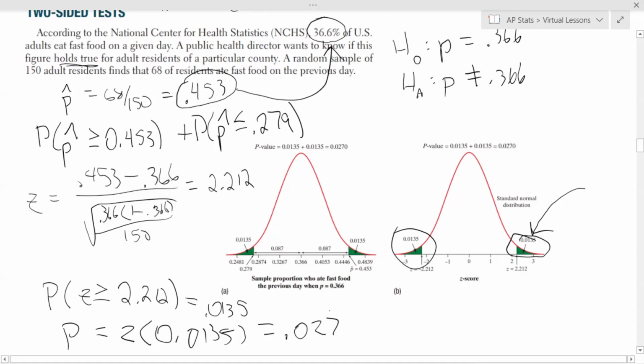Well, assuming 36.6% of all adult residents in the country eat fast food on a given day, there is a 0.027 probability of getting a sample proportion of at least 0.453 or at most 0.279 by chance alone. Now, since that p-value is less than our significance level of 5%, we would reject the null and conclude that there's convincing evidence that the proportion of all adult country residents who eat fast food on a given day is different from the national proportion.